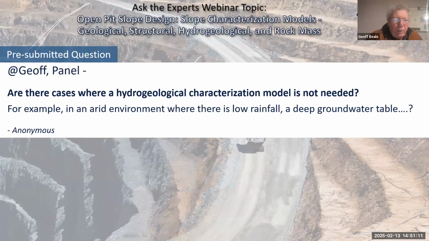Anybody who's done the GC water course will have seen the example of that. So the answer to the question is no, but the climate will very much dictate the type of characterization and the type of analysis that is needed.